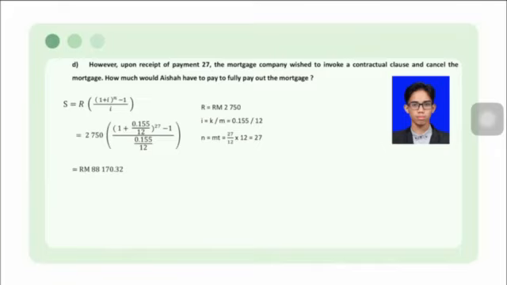88,170.32 cents. From the question B, we know that the year price is 140,461 ringgit 30 cents. We minus the amount of annuity for 27 months, and then we will get 52,290.98 cents.